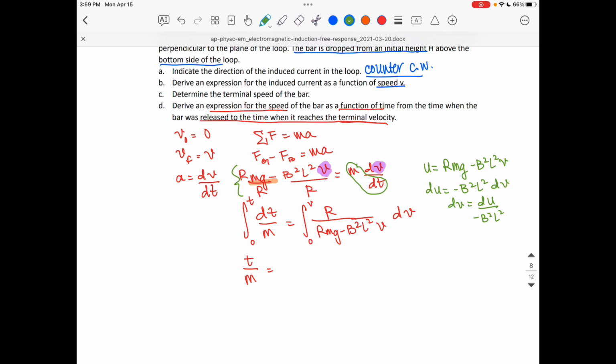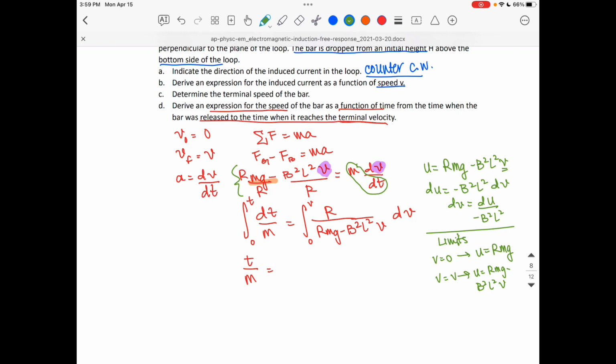And then when we plug in our limits, I need to figure out if I'm starting at v is equal to 0, then u is equal to, plug in v equals 0 here, RmG. And when v is equal to v, I get the same expression for u, which is RmG minus B squared L squared v. So let's start with plugging in our substitutions.